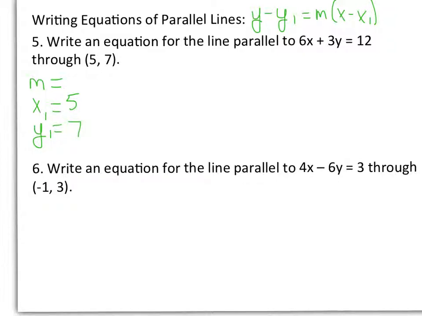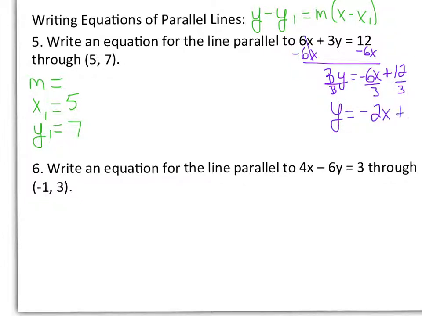So in my equation here, I need to solve for y. Just like we did in the last problems, I want to get y by itself. Divide everything by 3. So y equals -2x plus 4. And if we're writing an equation of a line that's parallel, I will use the same slope. So here's my information. Using the point-slope formula, I'll take y minus 7 equals -2 times x minus 5, and then simplify and solve for y.